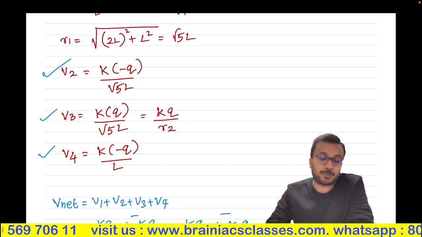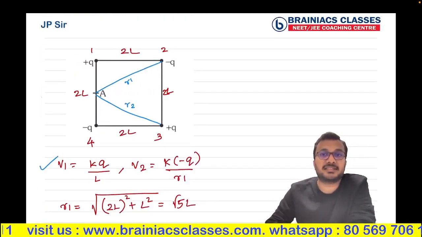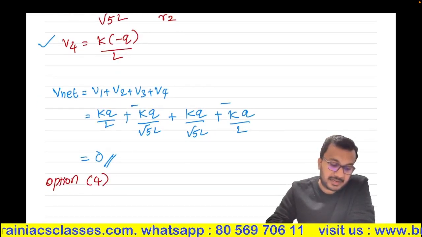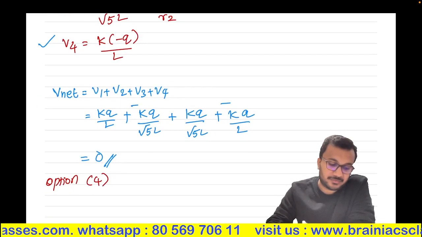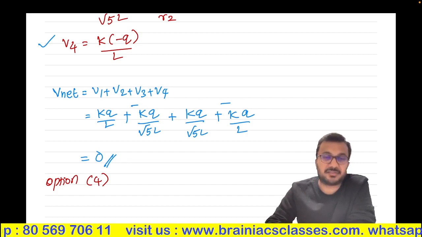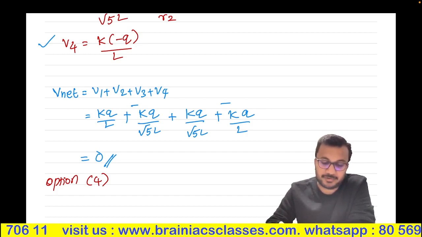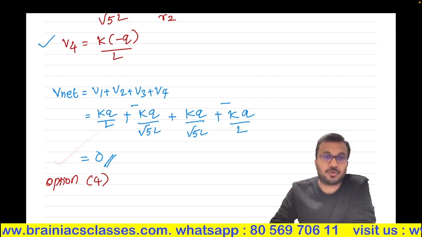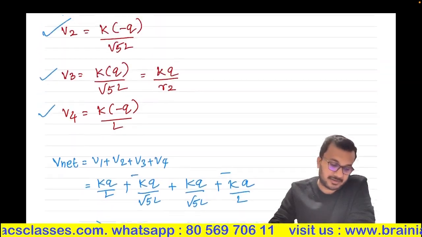So how do we find the potential due to four charges? It's a scalar quantity, so you just add it up. V net equals V1 plus V2 plus V3 plus V4: KQ by L minus KQ by root 5 L, plus KQ by root 5 L minus KQ by L. If you add everything, the answer is equal to 0. Option number 4 is the correct answer.